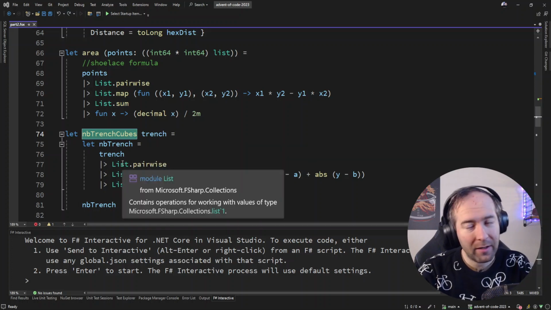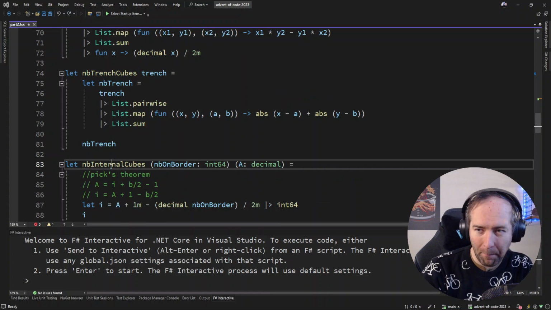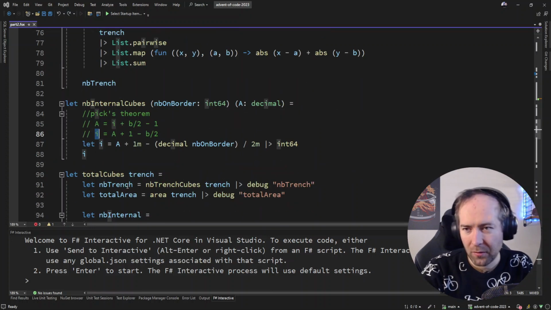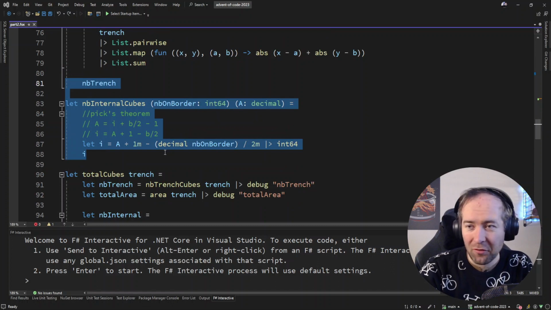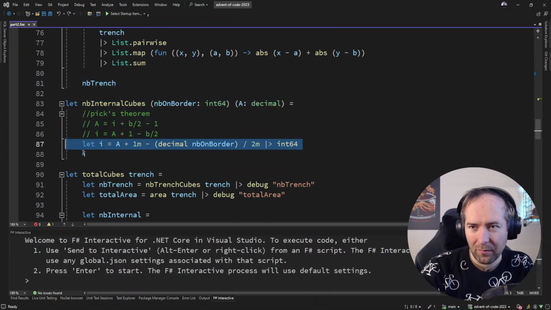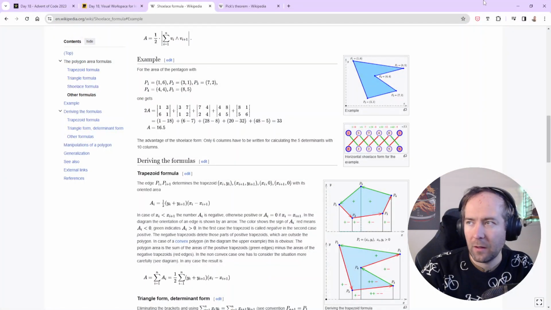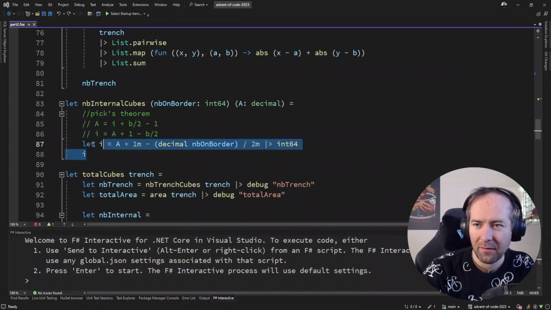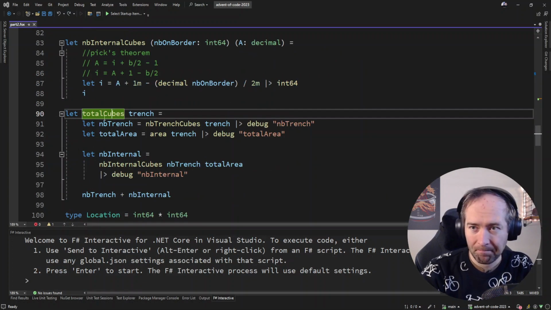And if we know the area and the number of cubes on a trench, then by Pick's theorem, we can calculate the number of internal nodes or internal points. And this is literally, again, rewriting Pick's theorem to solve for I, so internal. This is Pick's theorem, the original version. And if you rewrite it, you get here, and everything just works nicely.